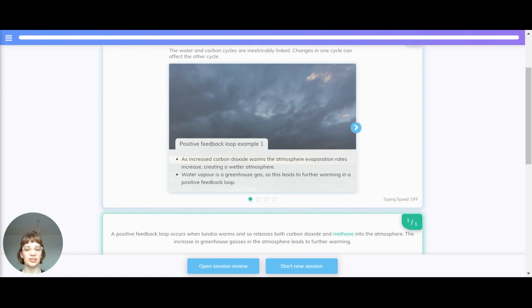As the increased carbon dioxide warms the atmosphere, evaporation rates increase, creating a wetter atmosphere. Water vapour is a greenhouse gas, so this leads to further warming in a positive feedback loop.